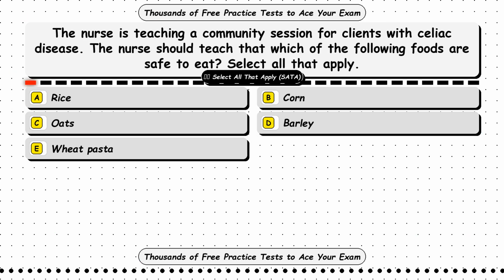Question 25. The nurse is teaching a community session for clients with celiac disease. The nurse should teach that which of the following foods are safe to eat. Select all that apply. Option A. Rice. Option B. Corn. Option C. Oats. Option D. Barley. Option E. Wheat pasta.